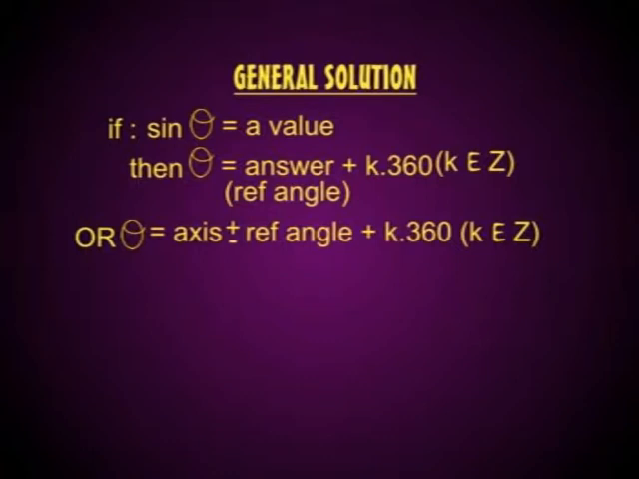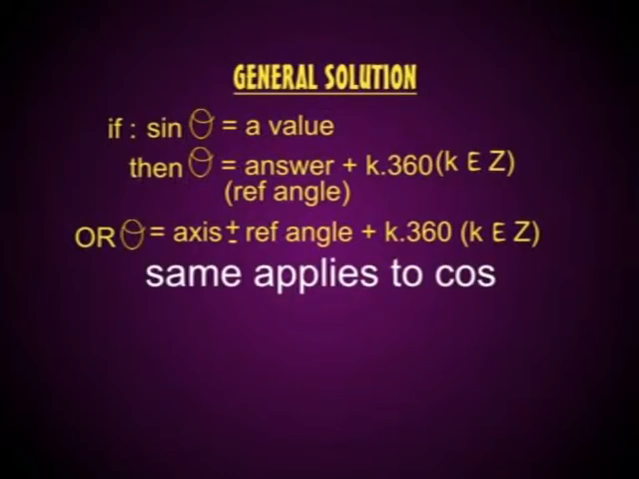There are always two quadrants available. So the other possible option in this case is that theta is equal to the other option, which is our axis plus or minus our reference angle, plus k times 360 degrees, again where k is an element of integers. The same thing works for cos.